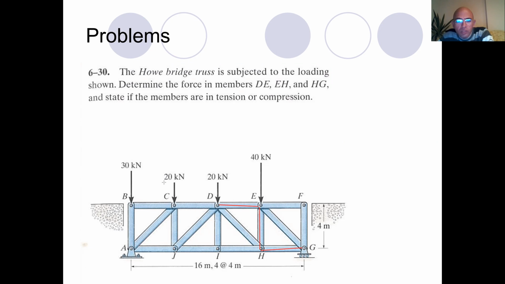The loading is given. There exists a 30 kilonewton load at point B. There exists a 20 kilonewton load at point C. There's another 20 kilonewton load at point D, and a 40 kilonewton load at point E.